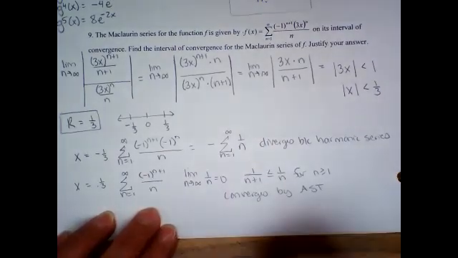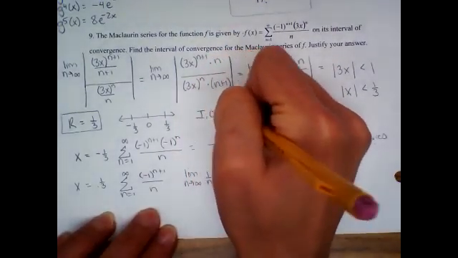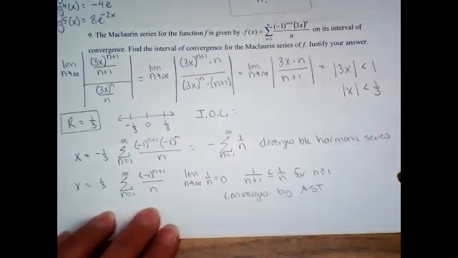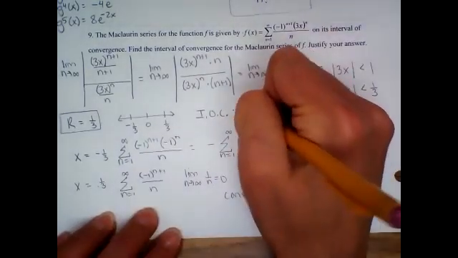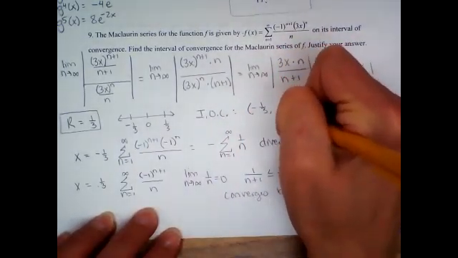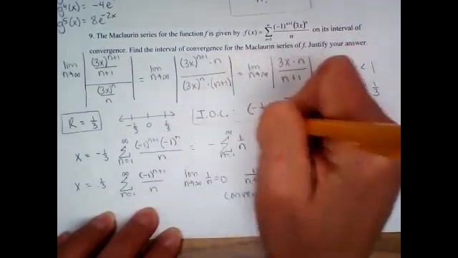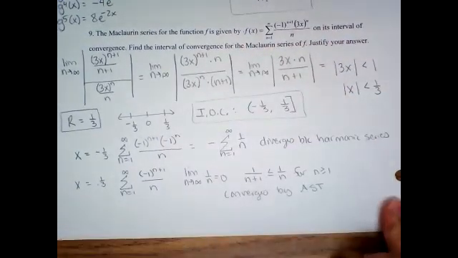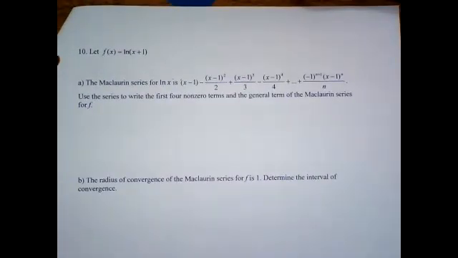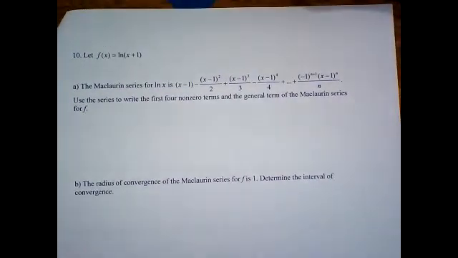And so our interval of convergence is that we are going to leave out the negative 1/3, but include the positive 1/3. All right, and then this is the last one, just kind of 3 parts to it.